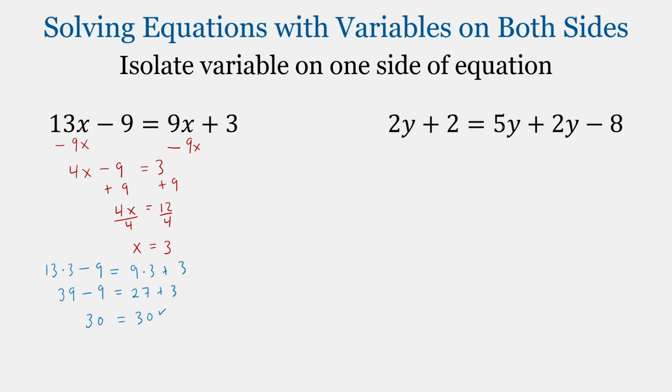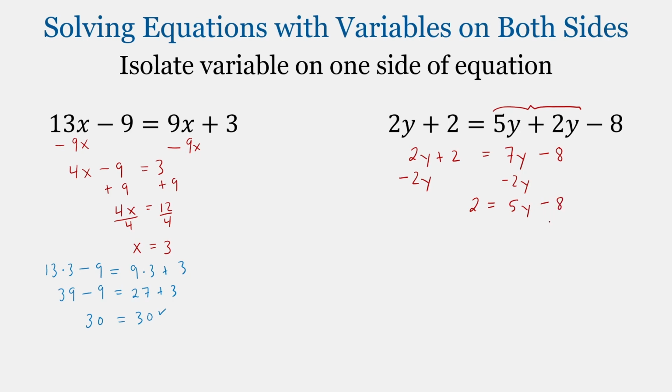Finally, in this last problem, as a reminder, you want to simplify down each side of the equation first. So in this example, we have the like terms 5y and 2y that we can combine. So this equation becomes 2y plus 2 equal to 7y minus 8. Isolating the y variable on the right side, I will subtract 2y from both sides. This is 2 equal to 5y minus 8.